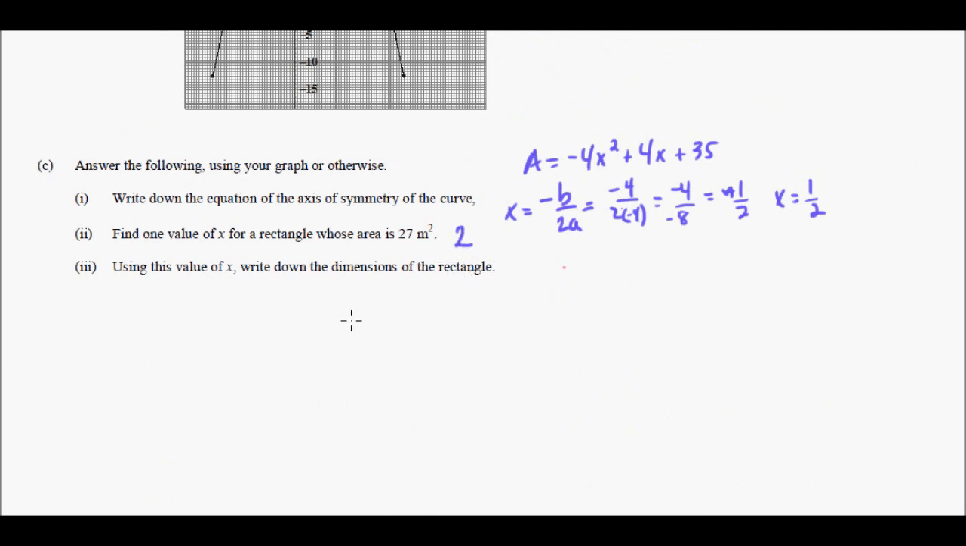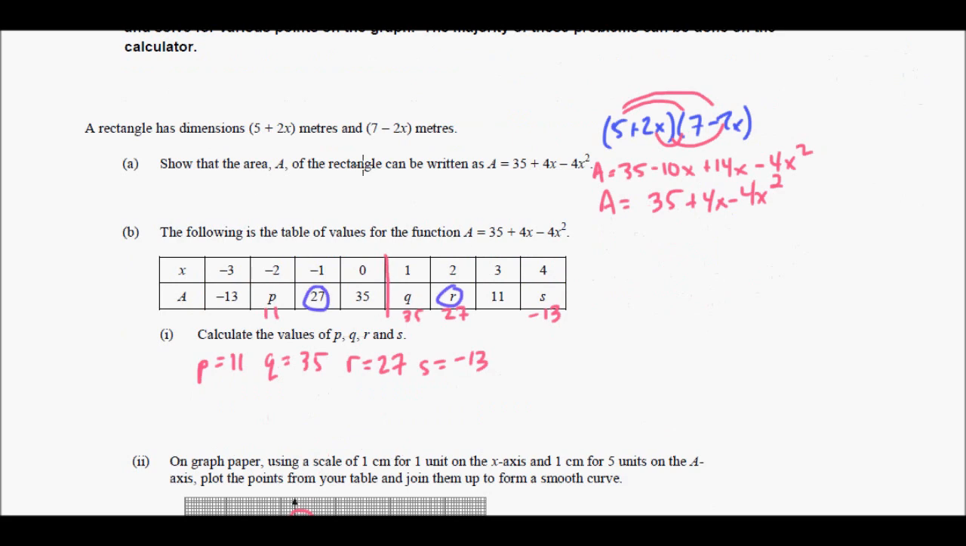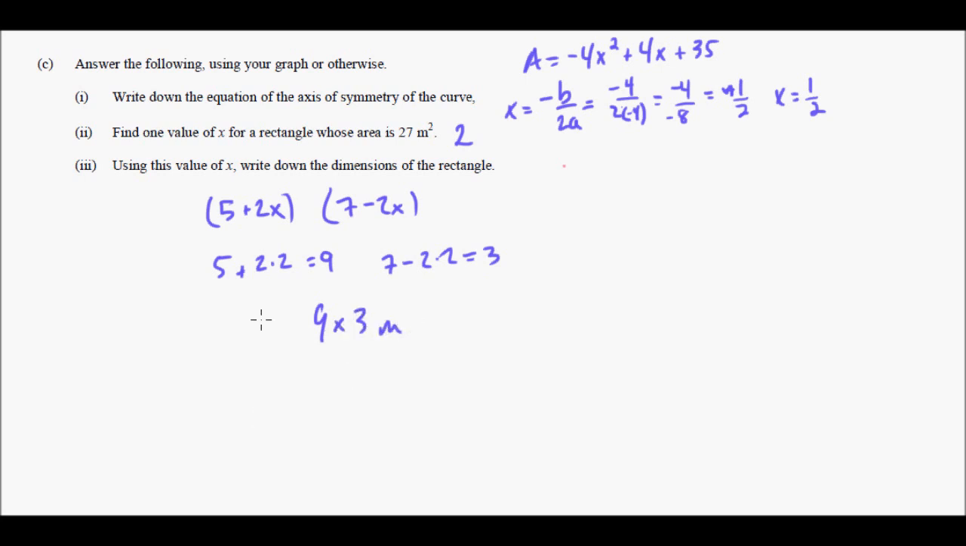And using this value, write down the dimensions of the rectangle. Okay, well, I'm going to actually have to go back up here and look at what it was when it was factored. 5 plus 2x and 7 minus 2x. Okay, so I'm just going to sub in 2. So 5 plus 2 times 2 equals 9. And 7 minus 2 times 2 equals 3. So the dimensions are 9 by 3 meters. And you're good to go.